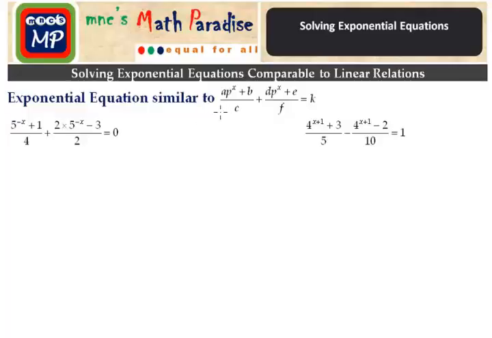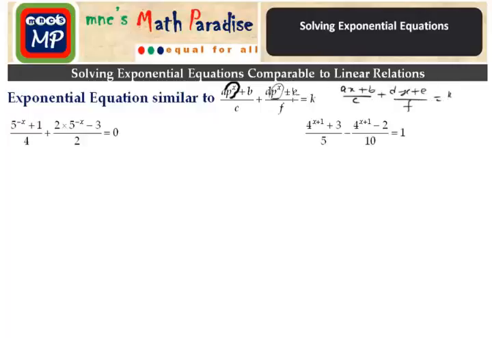Here we will solve exponential equations which are similar to more general forms of fractional linear equations. For example, here this p^x is the exponential term, and here also this p^x is the exponential term. So if we just replace this exponential term with only x, this will be a more general form: (ax + b)/c + (dx + e)/f = k.